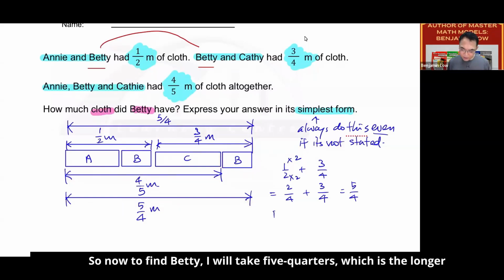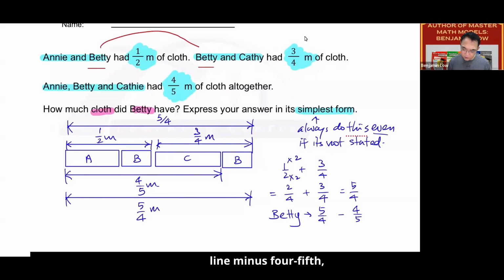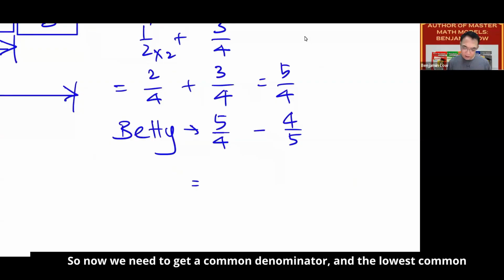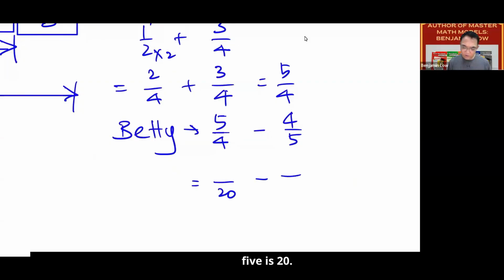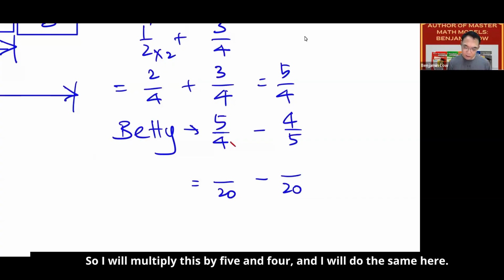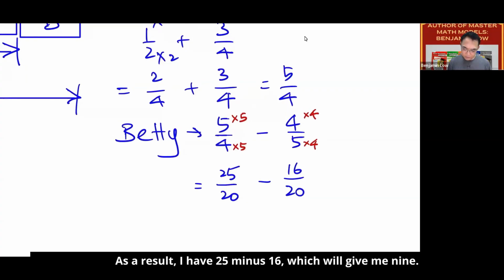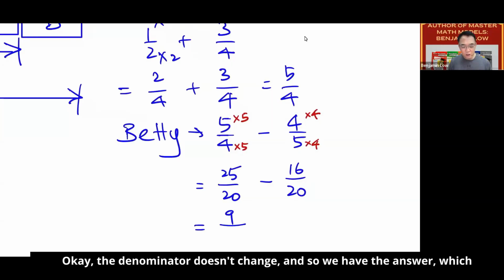So now, to find Betty, I will take 5 quarters, which is the longer line, minus 4/5, which is the shorter line. Now, we need to get a common denominator, and the lowest common multiple of 4 and 5 is 20. So I will multiply this by 5 and 4, and I will do the same here. As a result, I have 25 minus 16, which will give me 9. The denominator doesn't change.